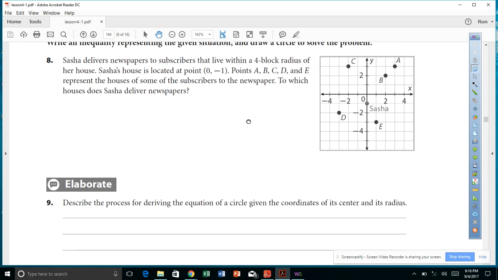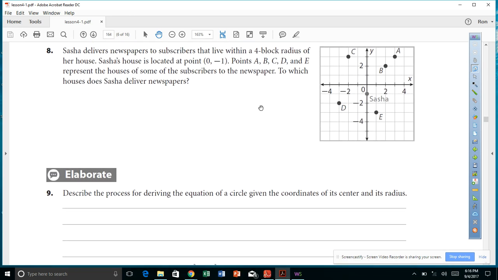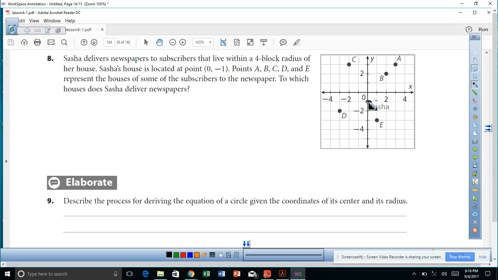Sasha delivers newspapers to subscribers that live within a 4-block radius of her house. Sasha's house is located at point 0, -1. So there's Sasha. Let's do that in some bright color we can see. Sasha's right there. All right. Points A, B, C, D, and E represent the houses of some of the subscribers to the newspaper. To which houses does Sasha deliver papers? So let's see here. This right here represents Sasha's house.